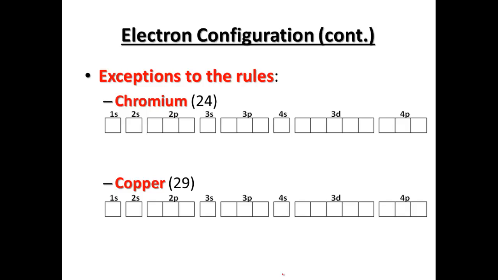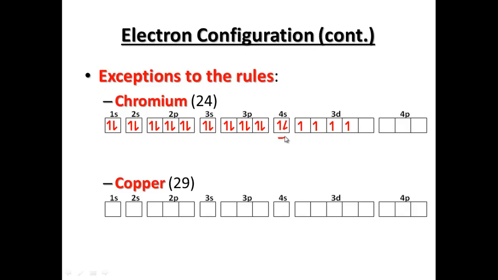Chromium has 24 total electrons, so if we were to start putting them in, 2 electrons in the 1s, 2 in the 2s, 6 in the 2p, single, single, single, pair, pair, pair, pair in the 3s, single, single, single, pair, pair, pair, 3p, and now we've got up to 24. It looks something like this is what we should have. Now what chromium does that's unusual is you see how we've got single, single, single, single, and an open one, and we have a single one here, our pair here.